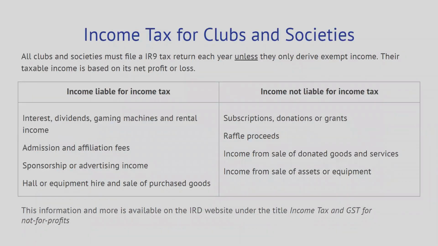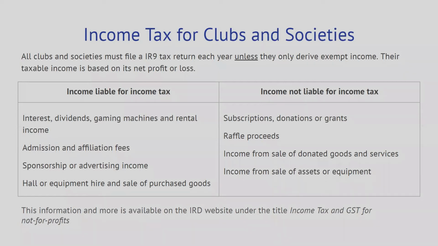So for clubs and societies, you must file an IR9 tax return each year unless you only derive exempt income. Exempt income is things like jurors fees, ACC payments, reimbursement payments of employee expenditure. And this taxable income is based on your net profit or loss, where net profit is your profit after expenses. So I've got some examples up here for income that's liable for income tax and income that's not liable for income tax.